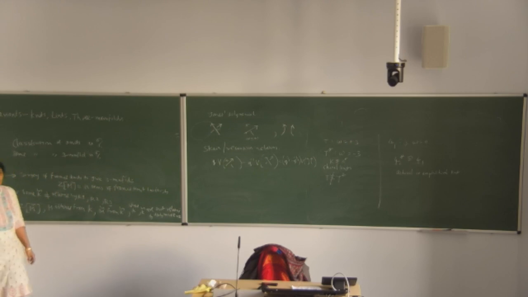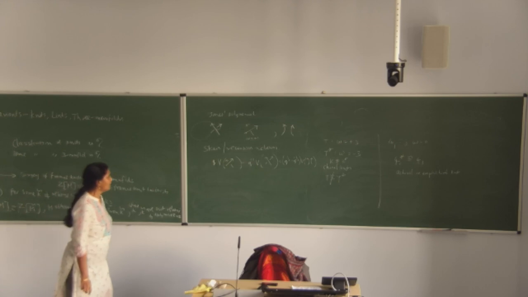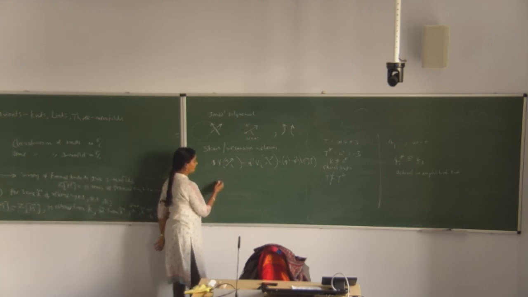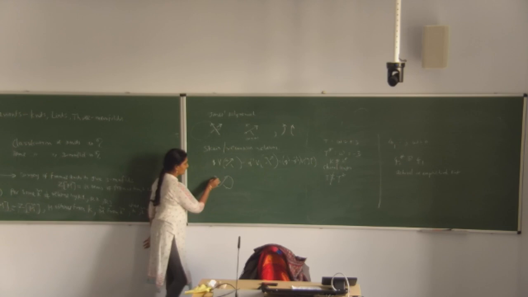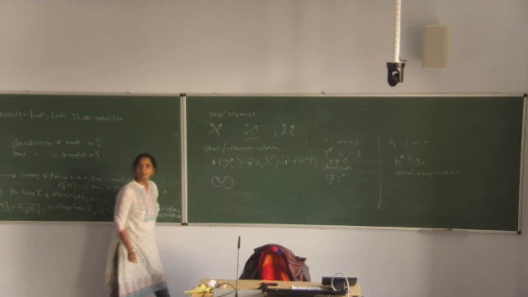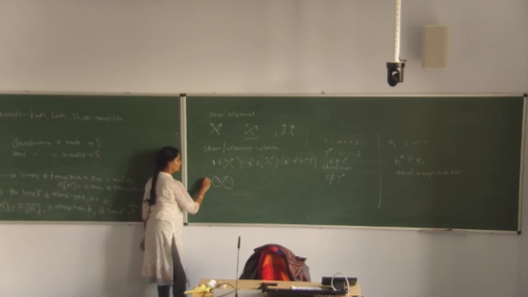So you try to use this recursion relation. Let's do a simple example. Let's take this one. Is the arrow okay? Yeah. Fine. Let's work this out.